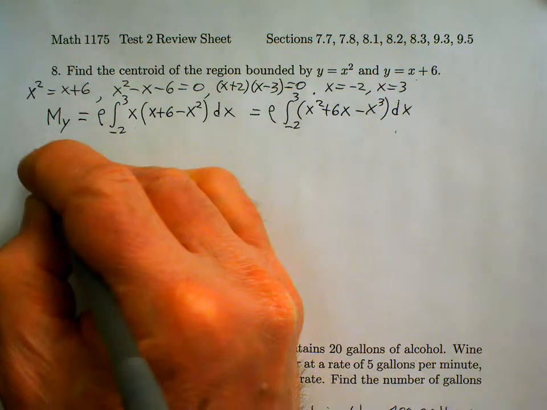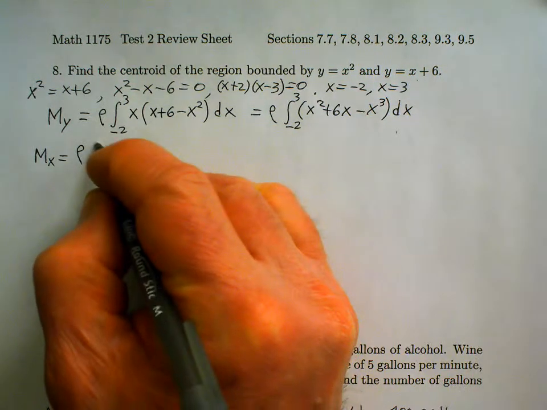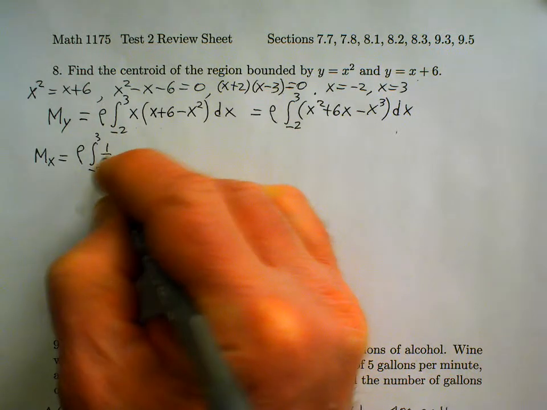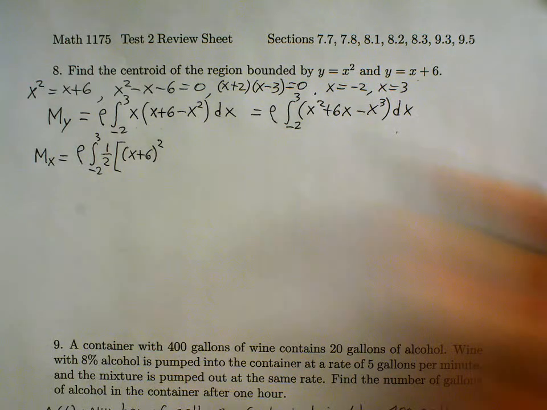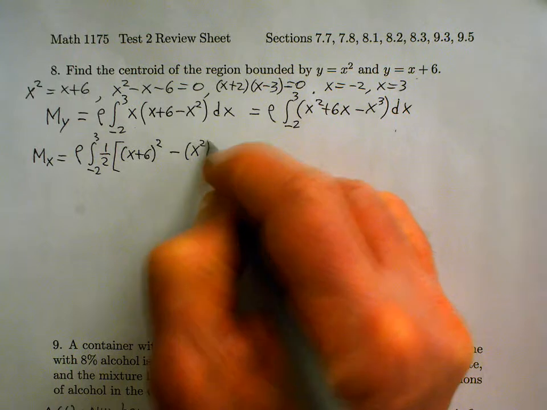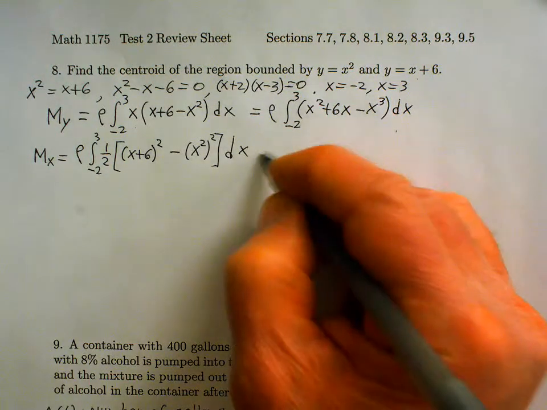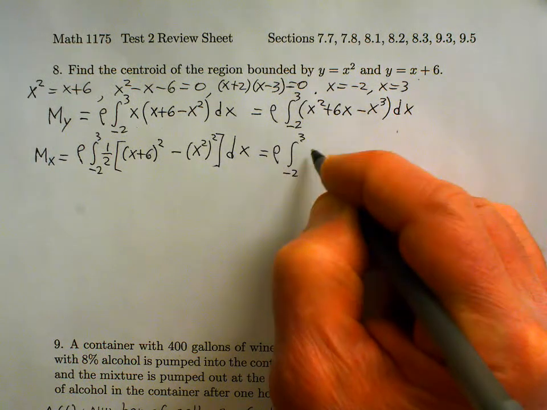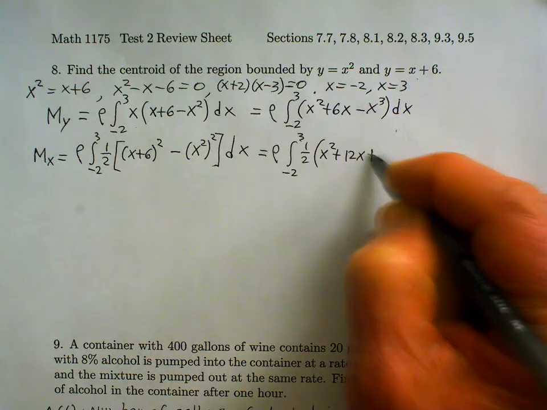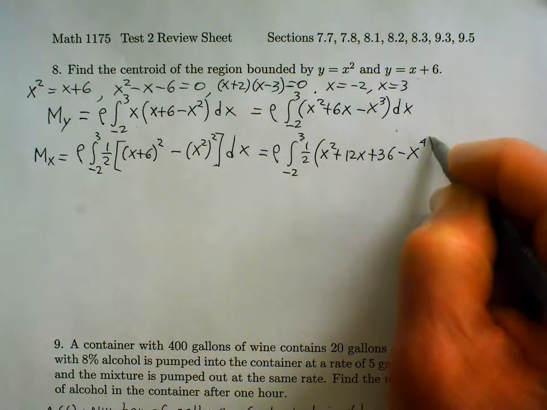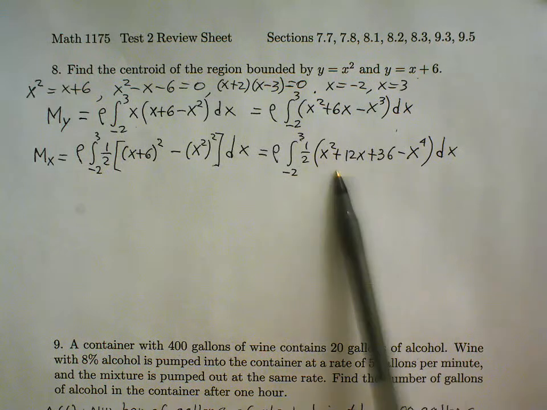Okay, then the moment of the system about the x-axis. Okay, this is where you have to be a little careful. We have rho times the definite integral from negative 2 to 3 of 1/2 times, and then we have to square x plus 6, and then from that we're squaring x squared and subtracting. So we'll take this a little bit further. Okay, when we square x plus 6, we get x squared plus 12x plus 36, and then minus x to the fourth. So it's sort of time consuming, but this is otherwise fairly simple to evaluate.